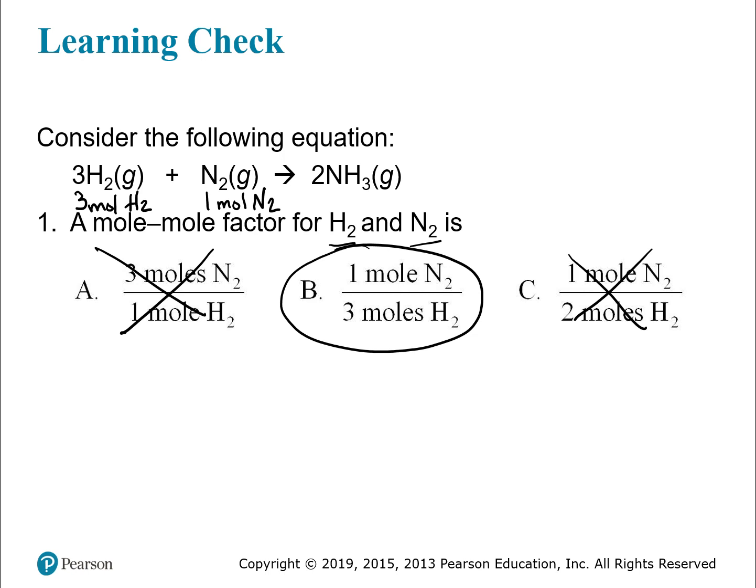So the numbers that you see for the mole ratio have to come from the chemical equation. And when we look at the coefficients, we've got 3 in front of the hydrogen gas and an implied 1 in front of the nitrogen gas. So the correct answer is going to have a mole factor with 3 moles of hydrogen and 1 mole of nitrogen. The only one that fits that is B.